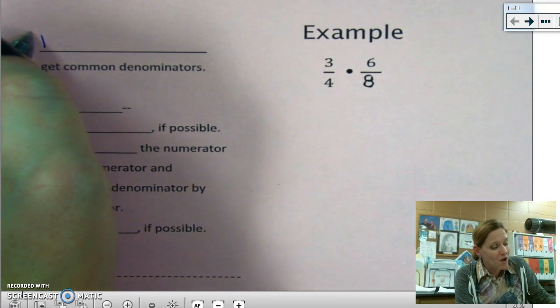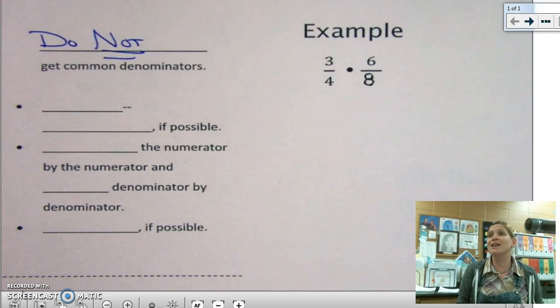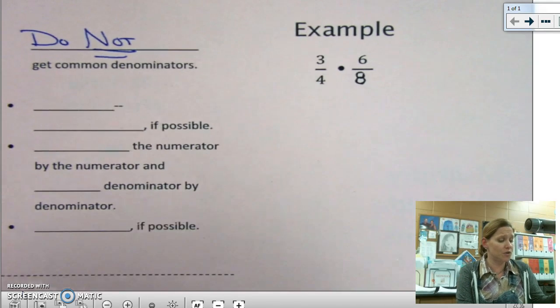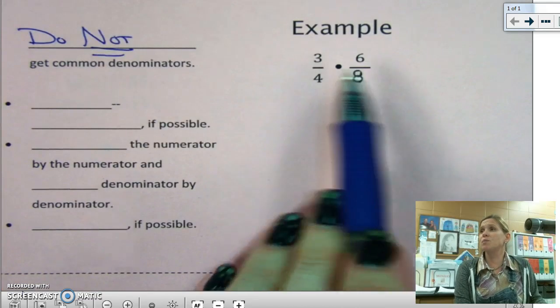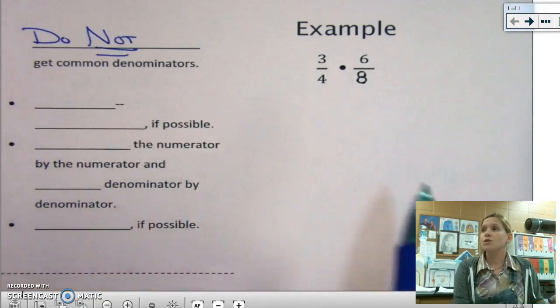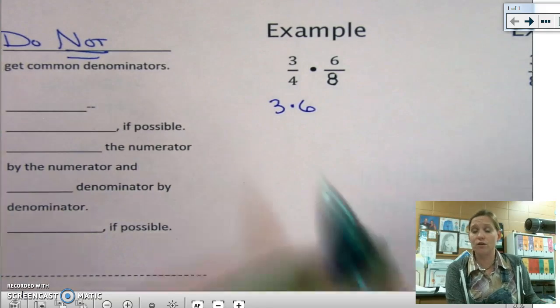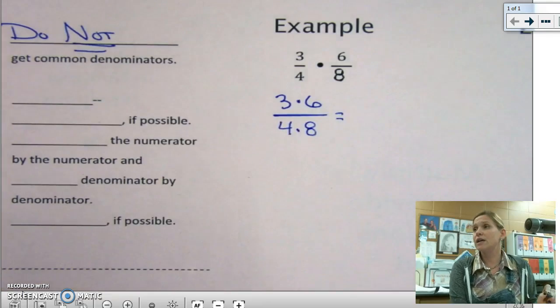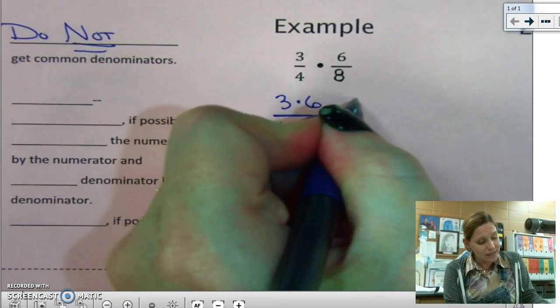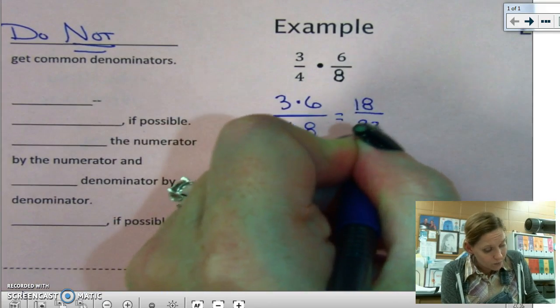So first of all, the great thing about this is that we do not have to get common denominators, which makes this super simple. All we really have to do is multiply going across. So we would just do 3 times 6 for the numerators, and we'd multiply 4 times 8 in the denominators. 3 times 6 is 18, and 4 times 8 is 32.